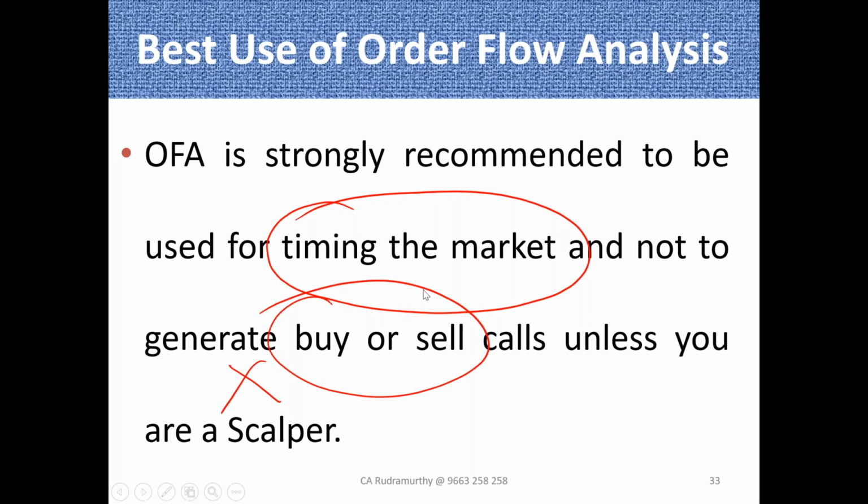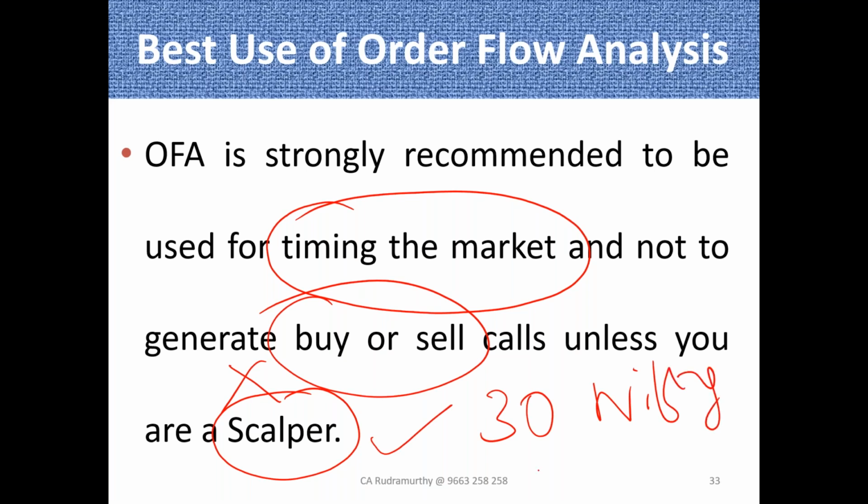What people do is they try using order flow to generate buy and sell calls. This can be done only for a scalper. A scalper is a person who normally sees only 30 points on Nifty, and for Bank Nifty might be happy with about 100 points.